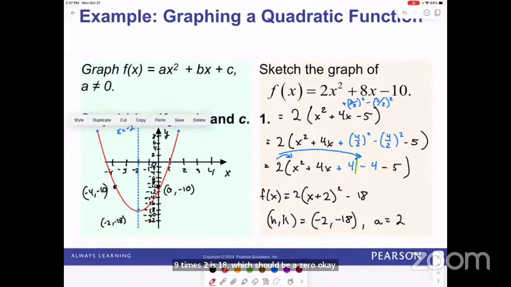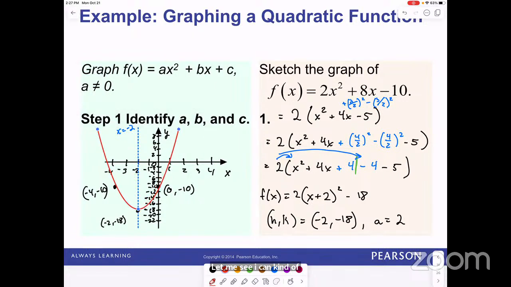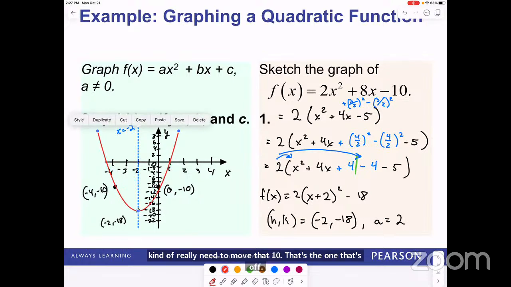Okay, this is about right. Again, it's just a little off because it's not drawn to scale. That's the only reason that 10 is not matching up. It's just because it's not drawn to scale. But that's okay. I kind of really need to move that 10. That's the one that's off. But that's okay. It's totally irking me, but I gotta let it go.